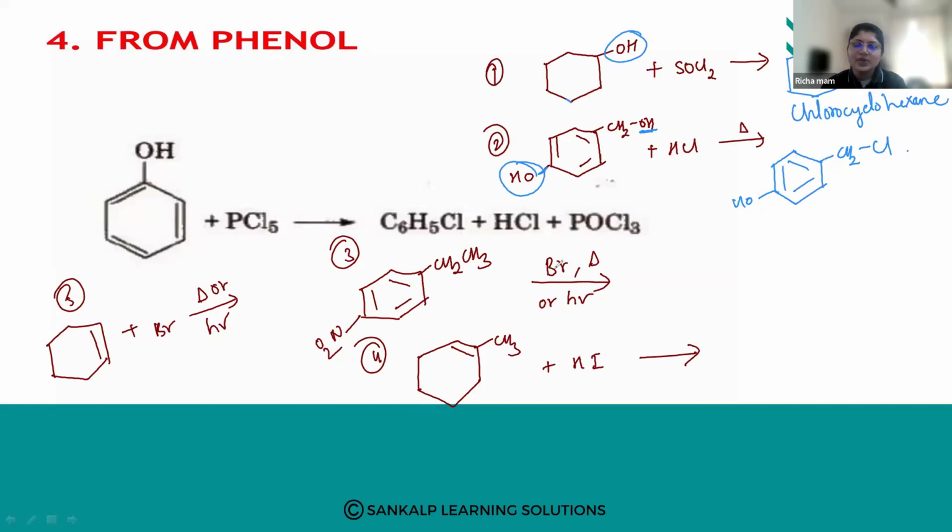Now, next one, Br2 in the presence of heat or light. What will happen? At this carbon, it will attack. Okay, so it will be NO2, rest all will remain the same. So CHBr and CH3. Okay, so this is the product. So substitution will take place at the benzylic carbon.